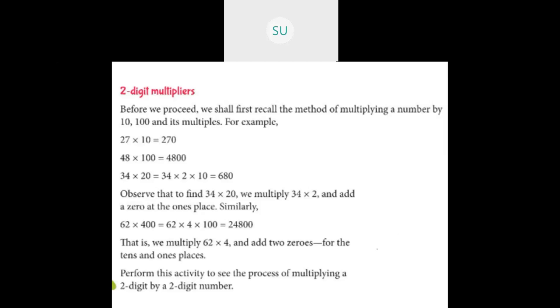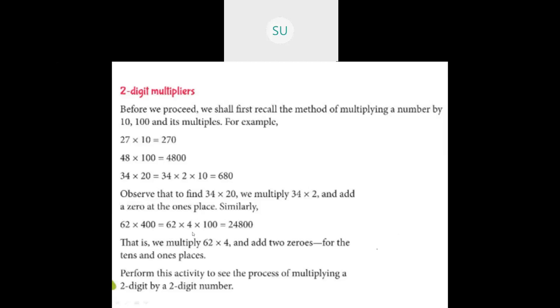Now we'll study how to do multiplication using two digit multipliers. Last class we studied one digit multipliers, and now we'll see two digit multipliers. Before we start, we'll first see the method of multiplying a number by 10, 100 and its multiples. For example, 27 into 10 is 270, 48 into 100 is 4800, and 34 into 20: we can write 20 as 2 into 10, so 34 into 2 into 10. Observe that to find 34 into 20, we multiply 34 into 2 and add a 0 at the ones place.